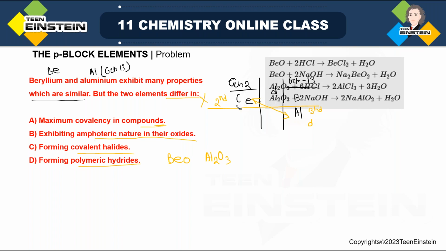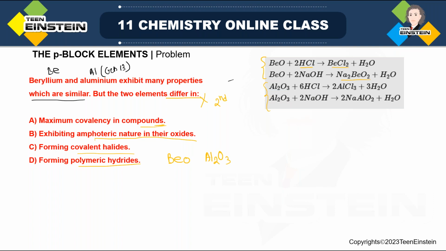So if we look at these reactions, they are for beryllium oxide and Al2O3. So BeO reacts with HCl forming BeCl2, and with NaOH we get Na2BeO2. That means the reaction is happening with both acid and base. Similarly Al2O3 also reacts with HCl as well as NaOH. That means they exhibit amphoteric nature in their oxides. This statement is correct because there is some similarity in properties.